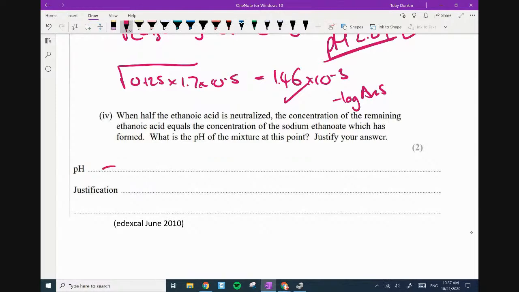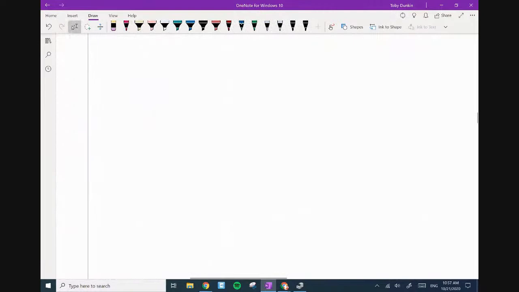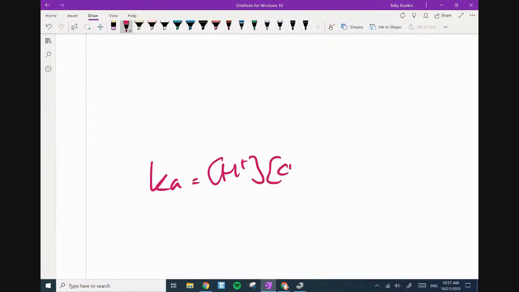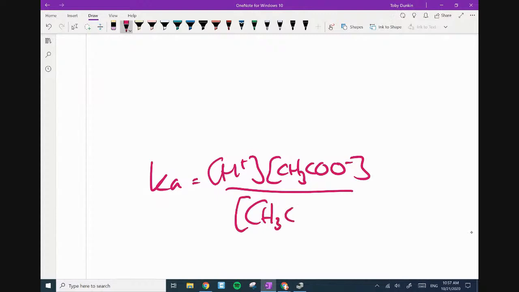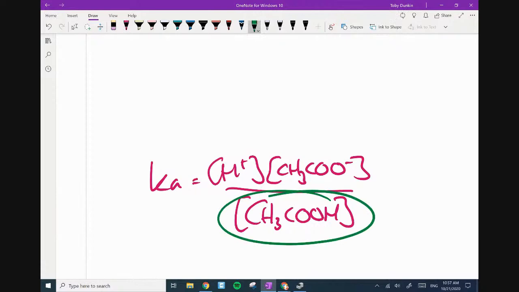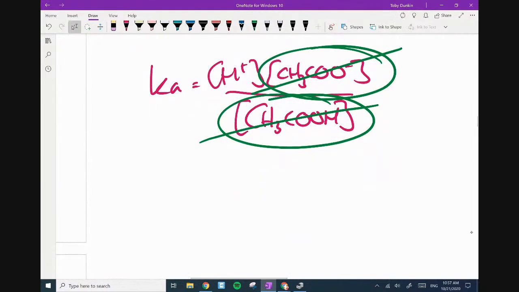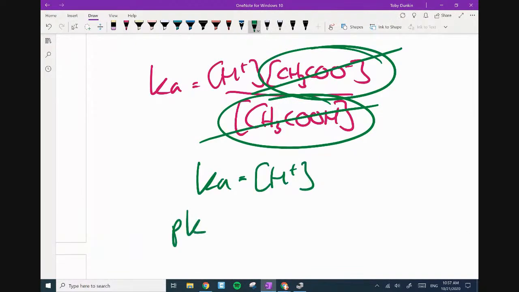So we need to go. What we know, just to go over the understanding of this again, is that Ka is equal to H plus multiplied by the ethanoate ion. What they've then done is say that they have neutralized half of it. So the concentration of this is going to equal the concentration of this. What that means is they disappear from the equation. So the Ka equals the H plus concentration. Therefore, pKa is the same as pH.